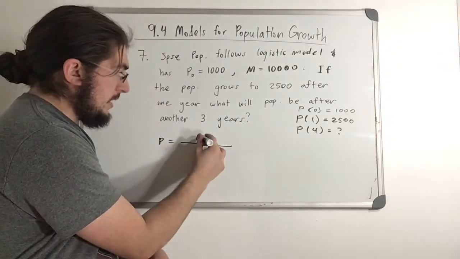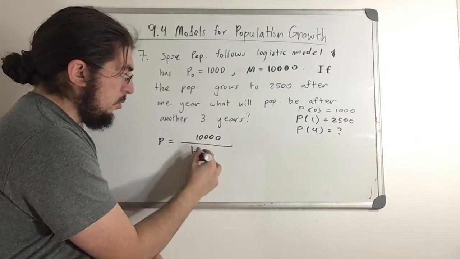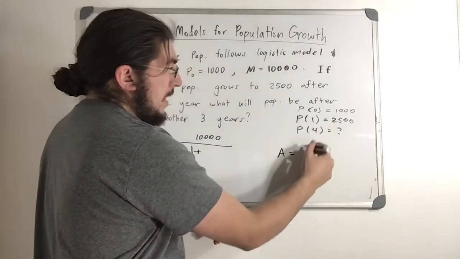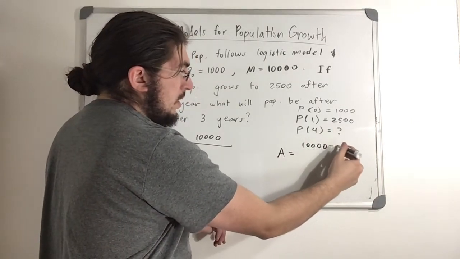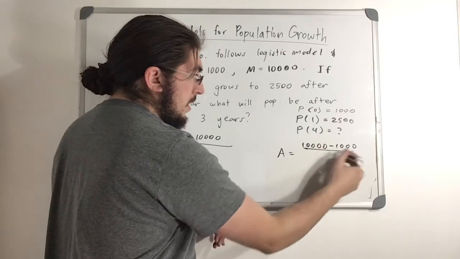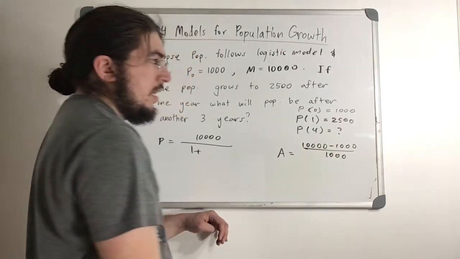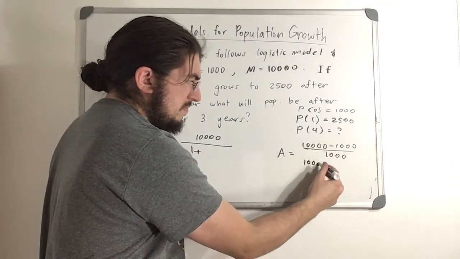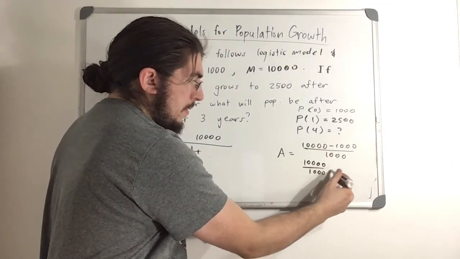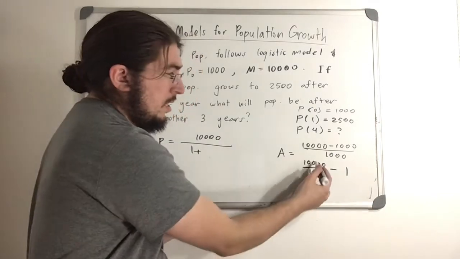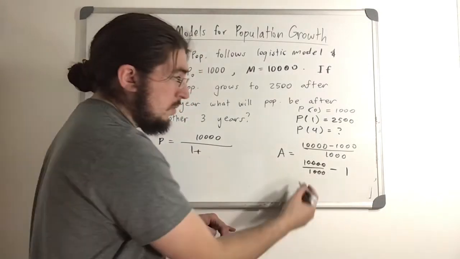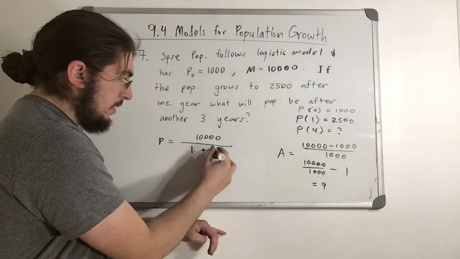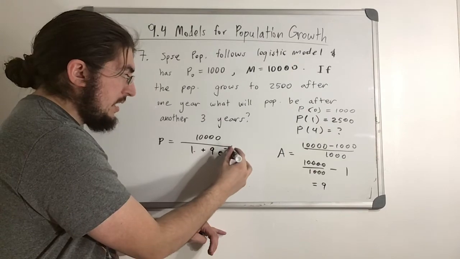is the max capacity, 10,000, over 1 plus A. Let's figure out what A is. Remember, A is the max capacity minus the initial population, divided by the initial population. And again, if you split this up, you get 10,000 over 1,000 minus 1,000 over 1,000, which is 1. 3 zeros cancel, we get 10 minus 1, which is again 9. So that's 1 plus A, which is 9, e to the negative kt.